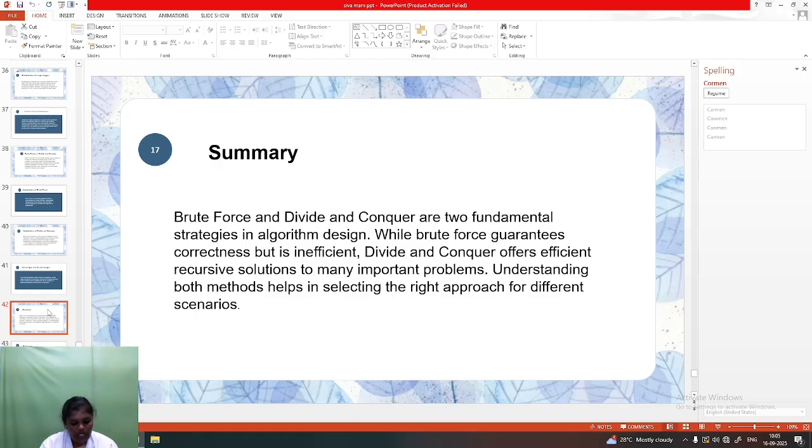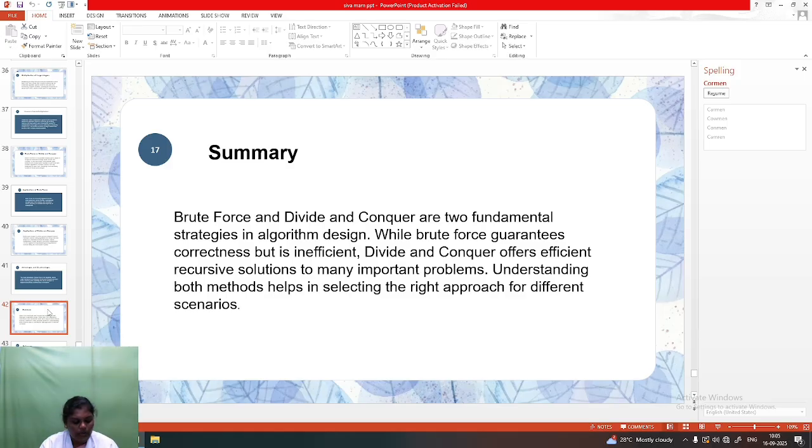Lower bound is the minimum amount of time required by any algorithm to solve a problem. A decision tree is a tree that represents the sequence of comparisons or decisions made by the algorithm. How does a decision tree help in proving a lower bound? By showing the minimum height of the tree needed to distinguish all possible inputs, which corresponds to the minimum time complexity.